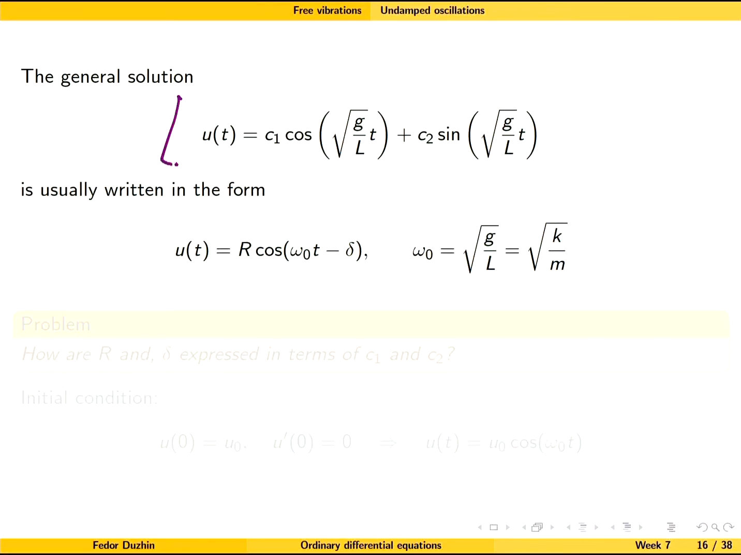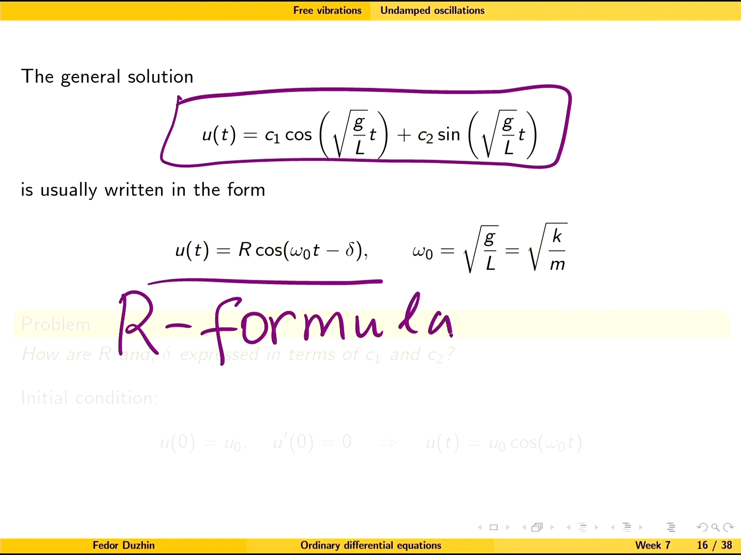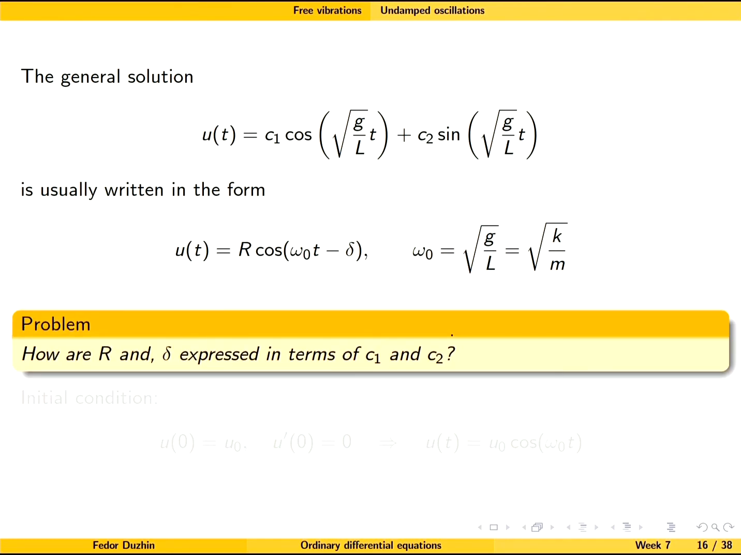So the general solution of a free undamped system can be written in this form. It is completely fine to write it in this form, but very often it is also written in this form, which is called the R formula. If you don't remember how to convert from one to another, then I suggest that you either try to do it now to solve this problem, or you can just Google R formula and you will see. But this is material from, I think, secondary school. It's very simple trigonometry. The reason R formula is convenient is because R formula is naturally related to the initial condition.